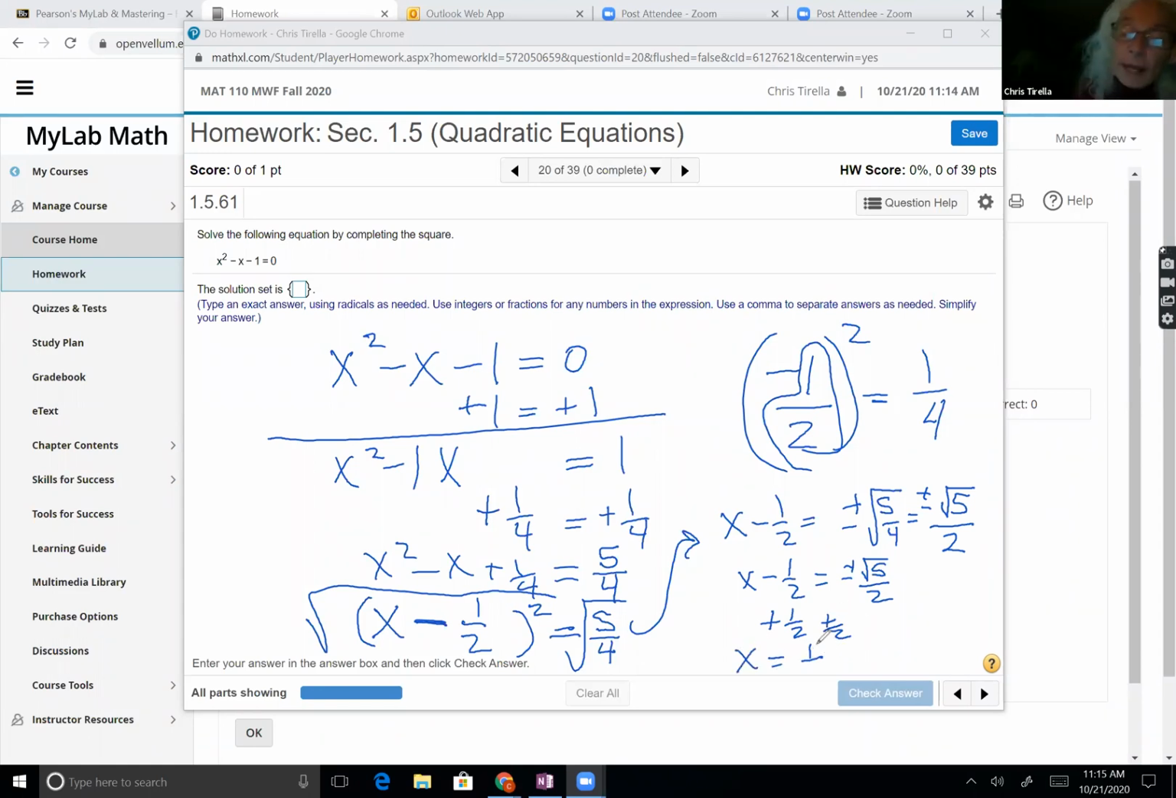I'm running out of room here. I get x equals, well, when I add that 1/2, they've already got the common denominator. So I'll have 1 plus the square root of 5 over 2. And then the other one, I'll have 1 minus the square root of 5 over 2.